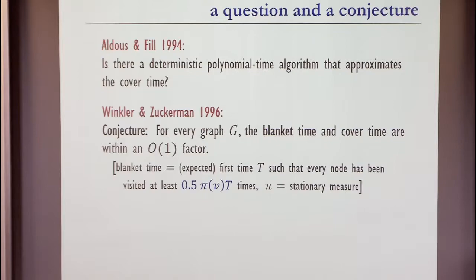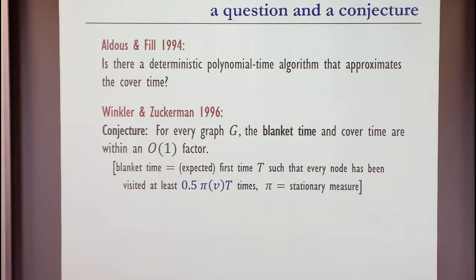And here's a question of Winkler and Zuckerman. If you look at this coupon collecting problem on the complete graph, so you're just doing random walk on the complete graph, then it takes you n log n steps before you see every vertex. But then if you go another, say, n log n steps, actually you've seen every vertex a proportional number of times. Every vertex has been visited log n times after, say, 2n log n steps. So what they conjectured is that actually this is just true for every graph.